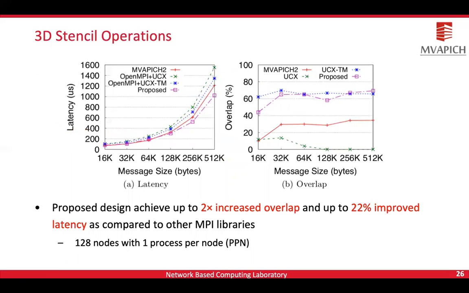The first operation that we would like to talk about is the 3D stencil operations. Here, as you can see, we ran this benchmark on 128 nodes with one process per node, and our design is able to achieve the lowest total execution time and highest overlap of communication and computation.